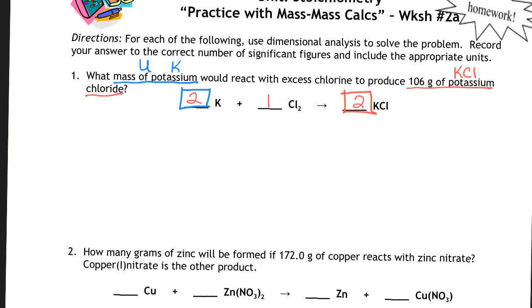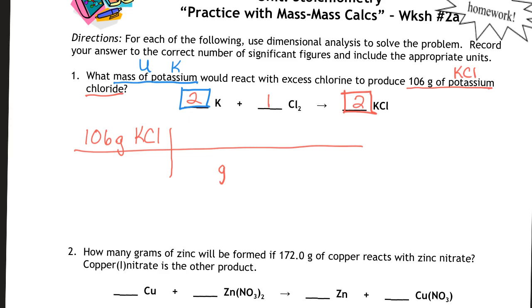Next thing I'm going to do is just do my table. I'm going to start with my known, 106 grams of potassium chloride, so KCl. And if I have grams of KCl on the top, I'm going to have grams of KCl on the bottom.